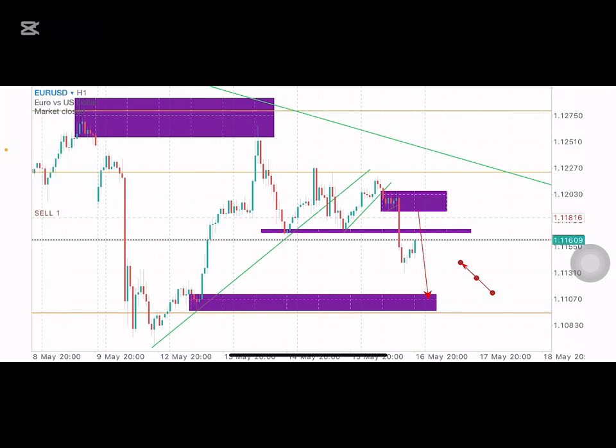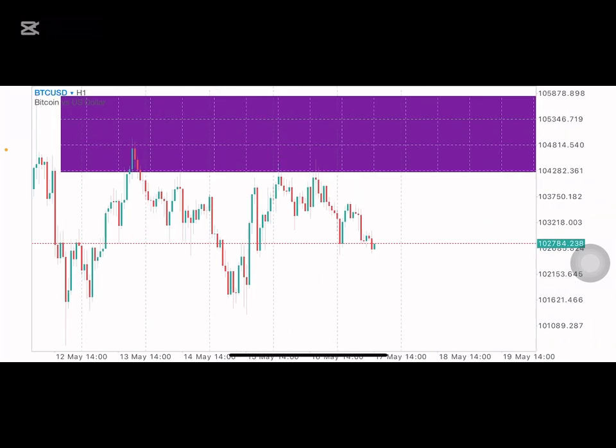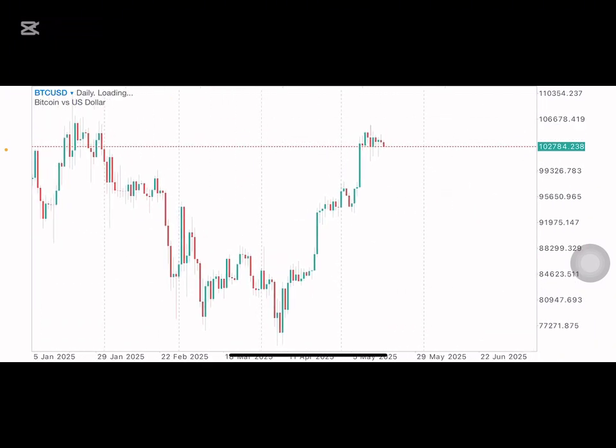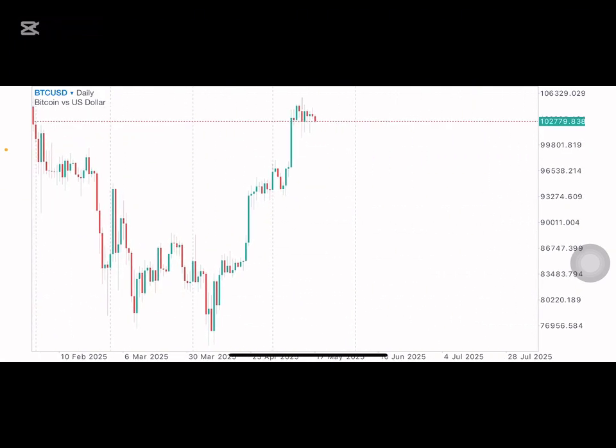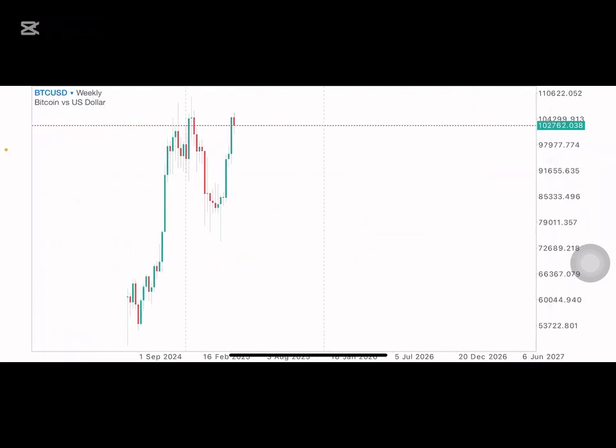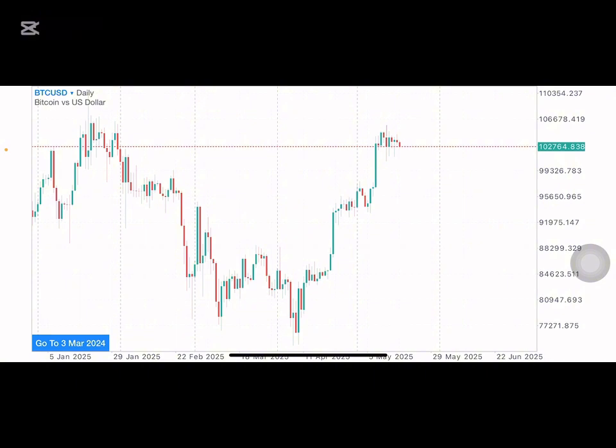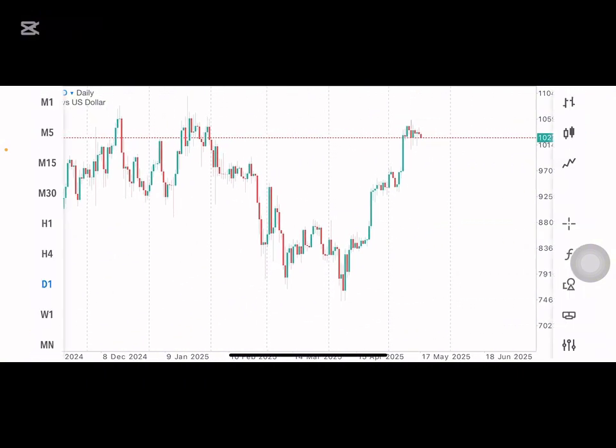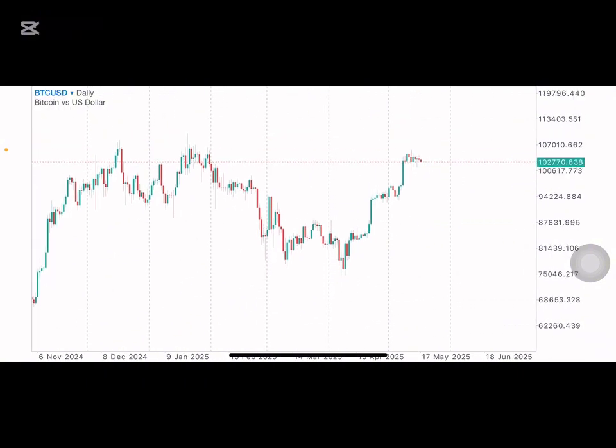Now let's see BTC. Started from the daily. Normally I do the top down analysis. That's what I do, top down analysis. There is a reason for that. It helps me get a general overview of what's happening.